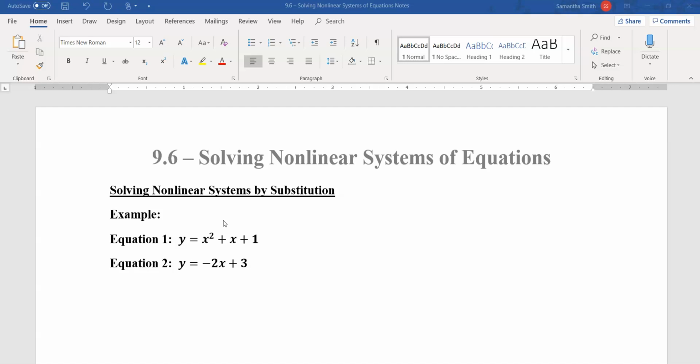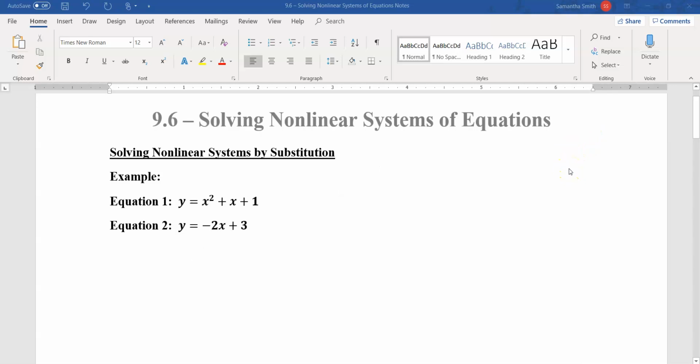The first thing we're going to do is solve nonlinear systems of equations using substitution. As a reminder, we literally use substitution all the time. If I tell you x equals 2 and I give you an equation and tell you to solve, you plug 2 in for x and solve the equation. We've literally been doing this the entire school year. It's the same concept.